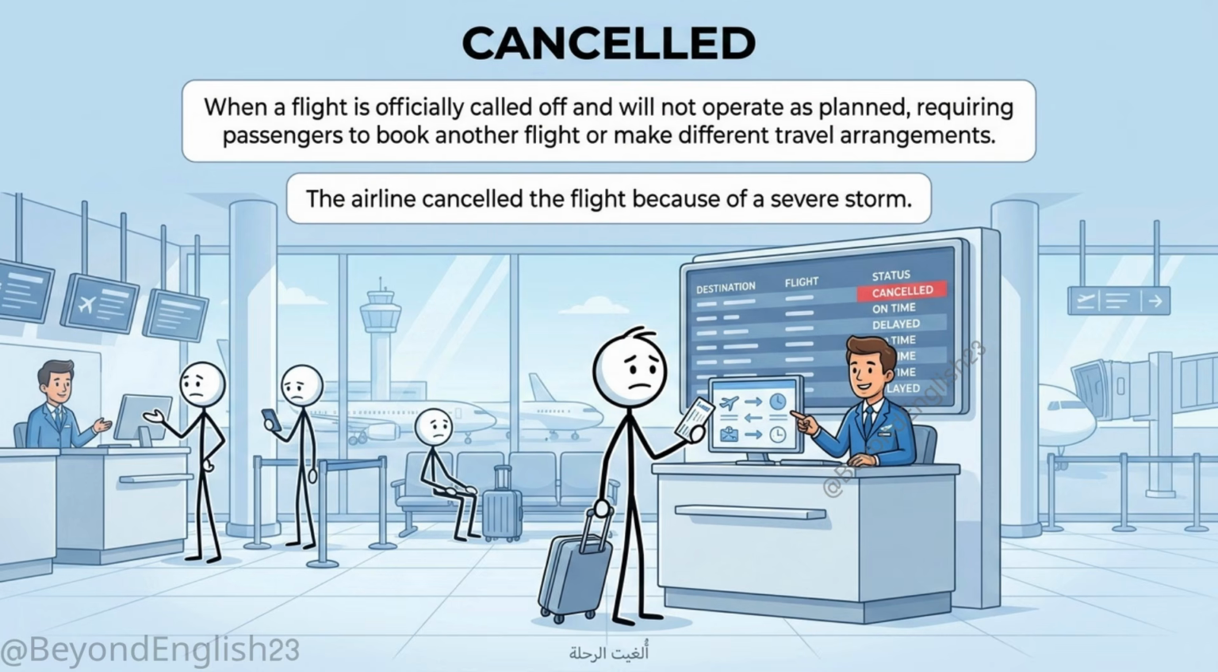6. Cancelled. A flight is cancelled when the airline officially decides that the flight will not operate as planned. Passengers usually need to rebook or make other travel arrangements. Example: the airline cancelled the flight because of a severe storm.